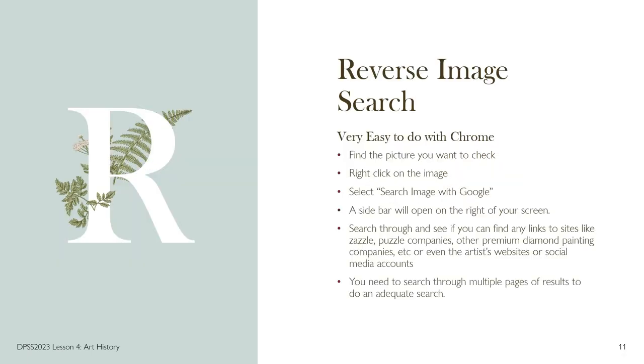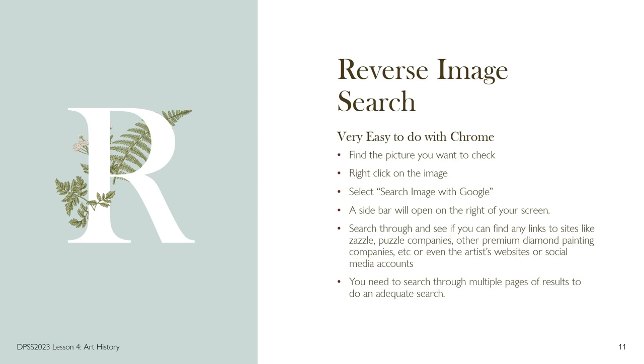So, how to do a reverse image search. This is extremely easy to do if you're running Chrome as your browser. You just find the picture you want to check, right-click on the image, select Search Image with Google, and a sidebar will open on the right side of your screen. You're going to search through and see if you can find any links to sites like Zazzle, puzzle companies, other premium diamond painting companies, etc., or even the artist's website or social media accounts.